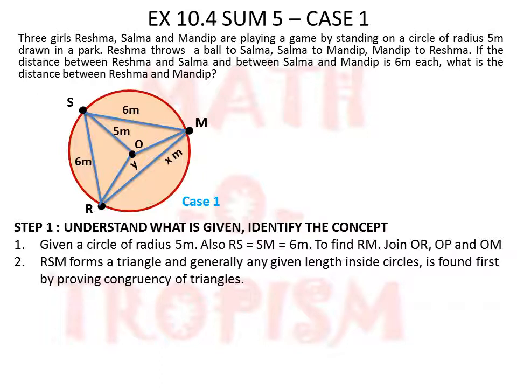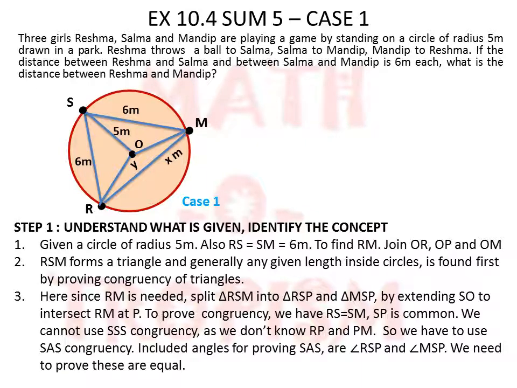We can see that RSM is making a triangle, and I now have to find the value of RM. As previously mentioned in the other sums from this exercise, when a triangle and a circle come together, generally we need to prove or find the lengths using congruency. That will be the easiest way. Now, how do we find the congruency here? We need RM, so we will try to make the length into two equal halves using the theorems which we have learnt in this chapter. So what I will do now is extend OS to P, which is intersecting RM at P.